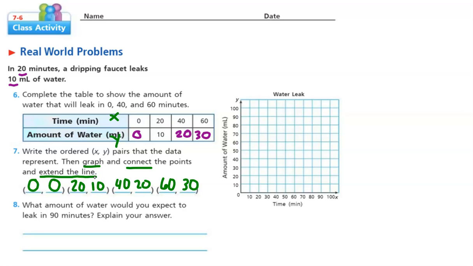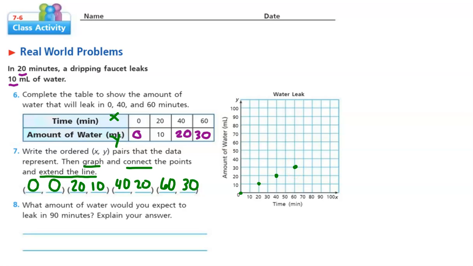Let's start first by graphing. 0, 0 will be our first point right there. Then I'm going to have 20, 10. Something to notice on this coordinate plane, it's counting by tens rather than ones. So that's something to think of. The next one was 40, 20. So I'm going to go over to 40 and then up 20. Then it tells me to go over 60 and up 30.